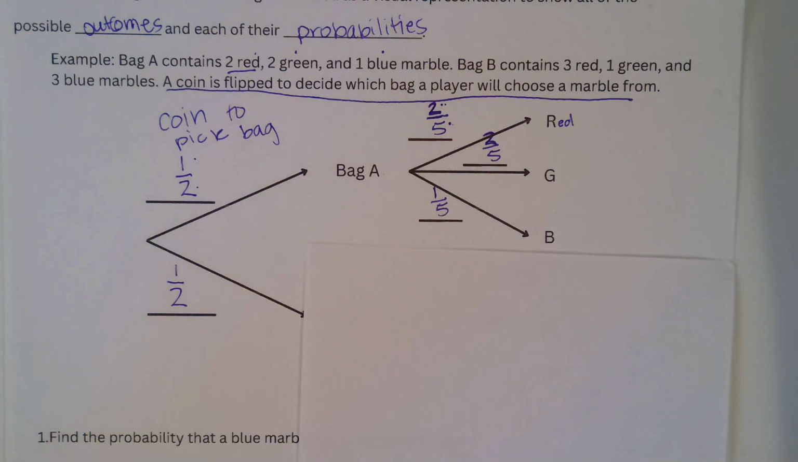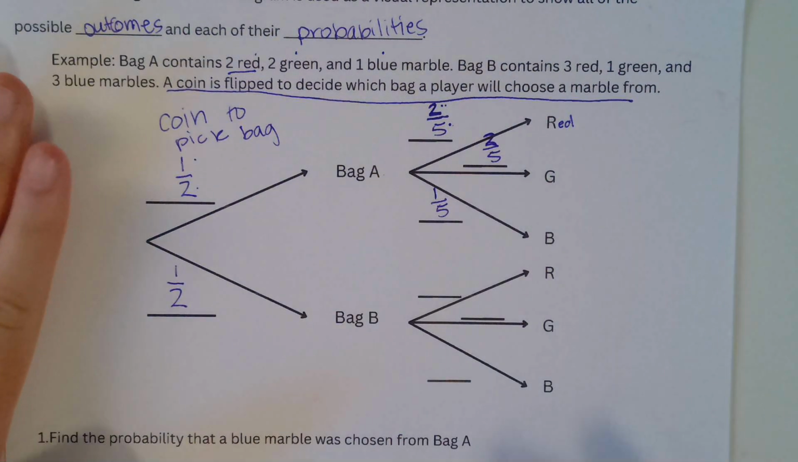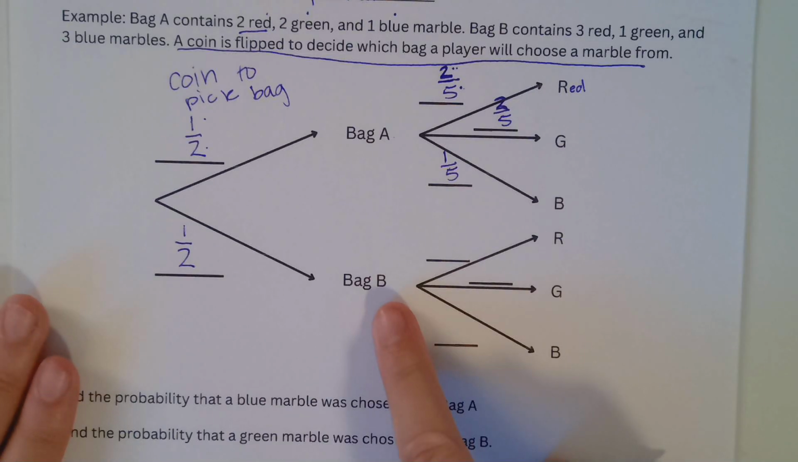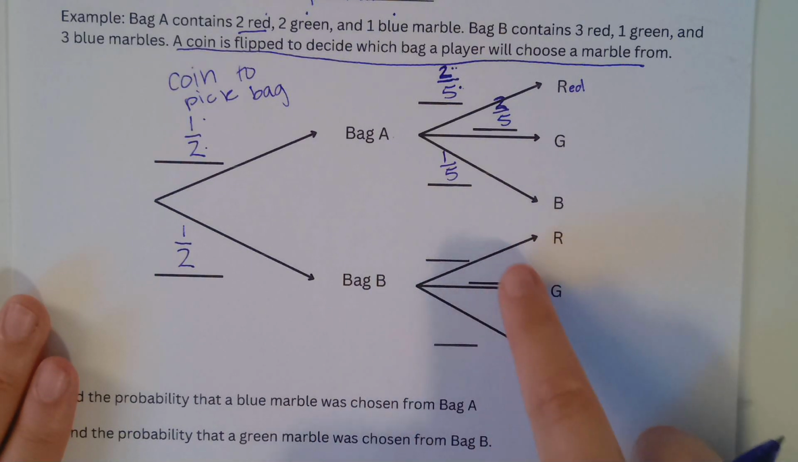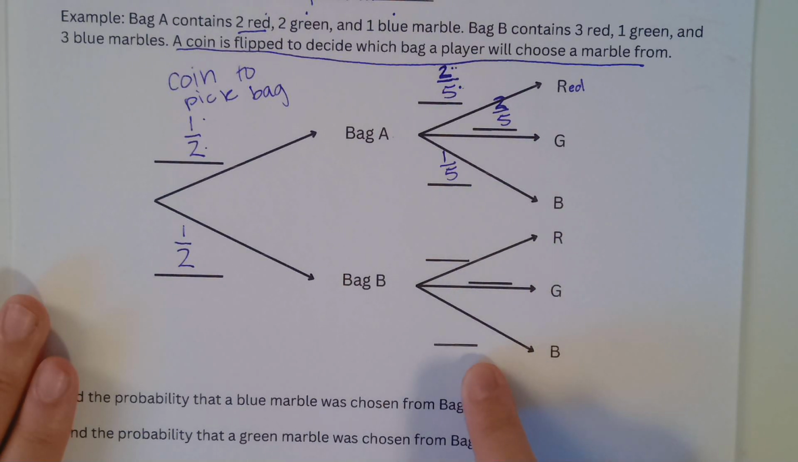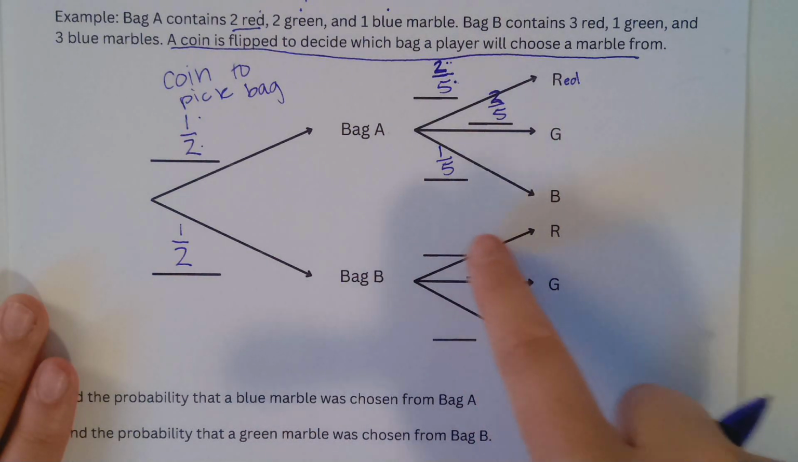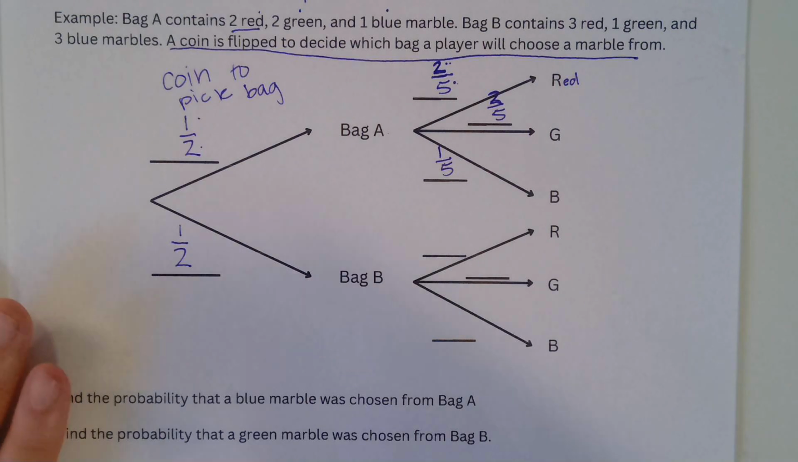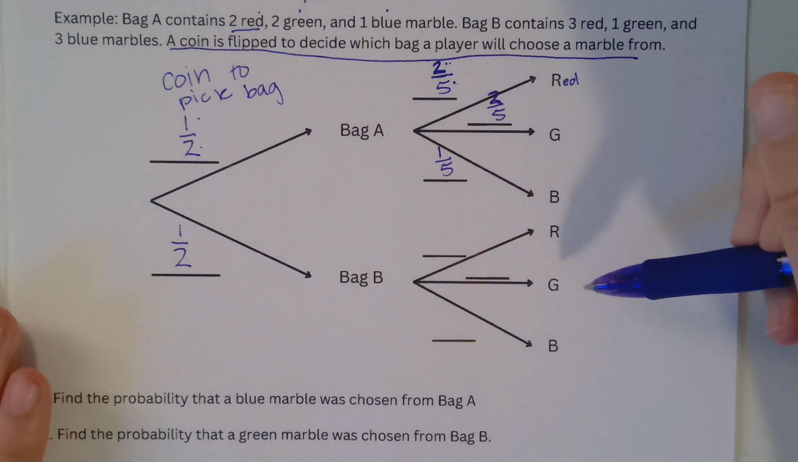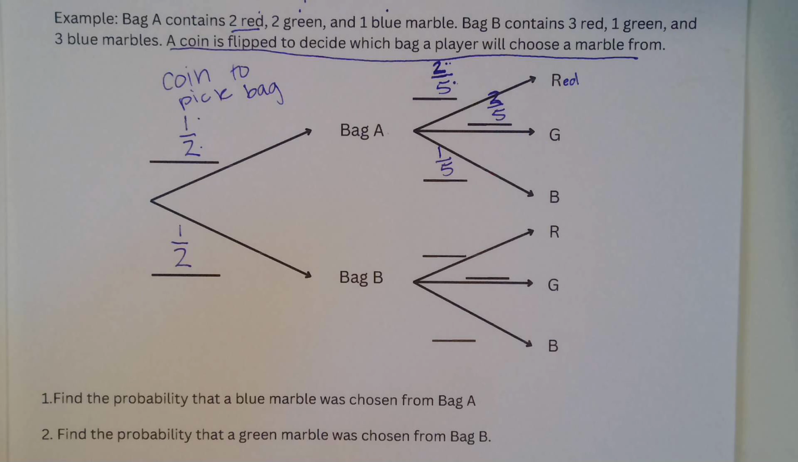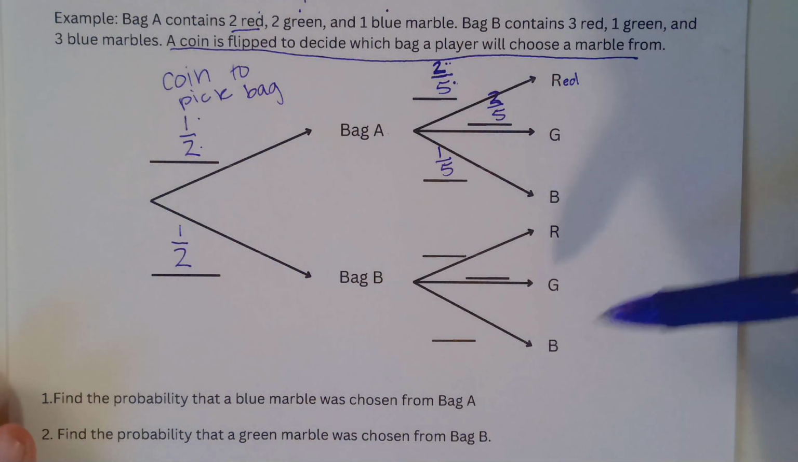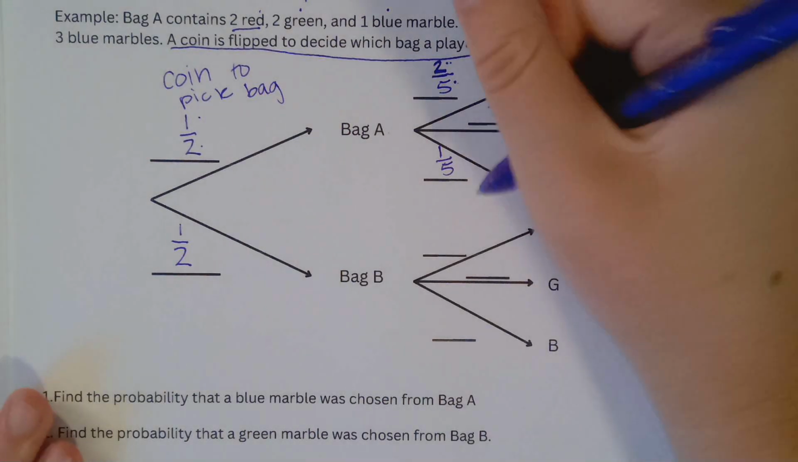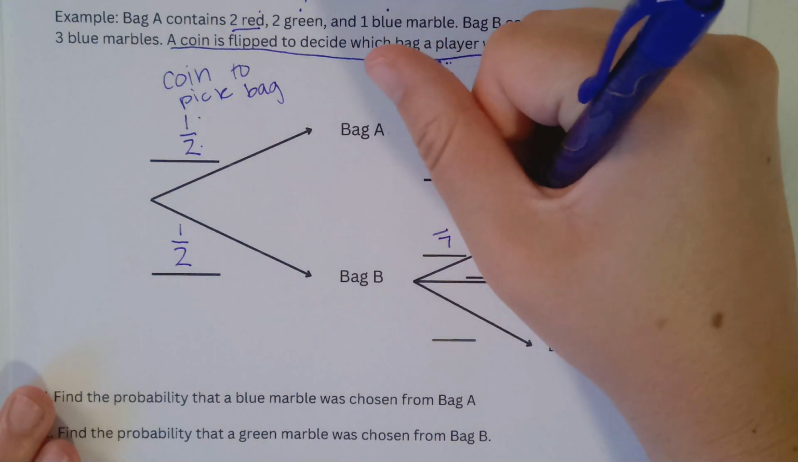From here, I want you to try to fill out this next part on your own. Figure out how many marbles total there are in bag B. Put that on the bottom of the fraction for each of these parts. Then fill out the top part of each fraction with how many red marbles there are, how many green marbles, and how many blue. So try that on your own. I'm just going to go ahead and do it. In this case, we have 3, 1, and 3, so there are a total of 7 marbles in each of them.